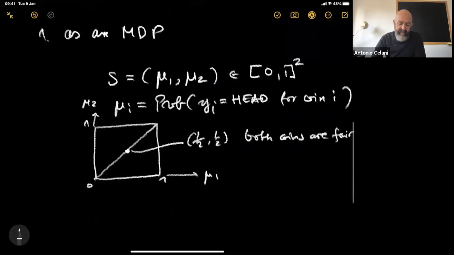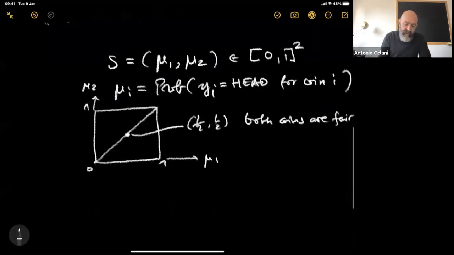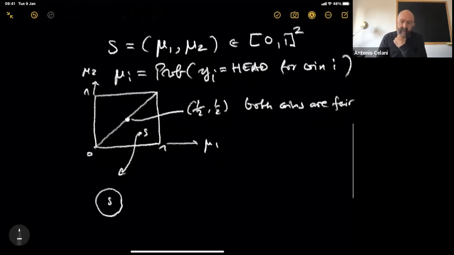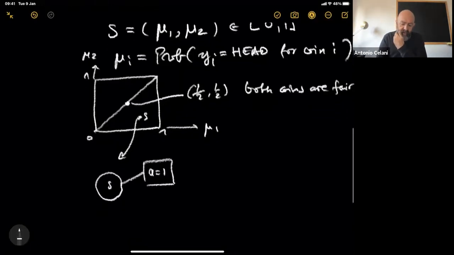This is the state space. So if you take one of these states here, just take one of those, you define it as a state. What kind of actions can you take from that state? So this is a state S. You can either decide to toss the coin number one or to toss the coin number two. These are the decisions that you can make.